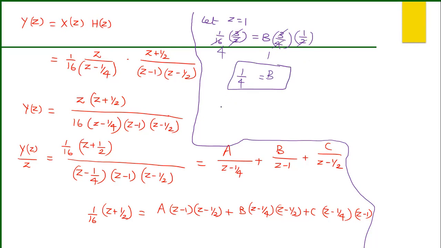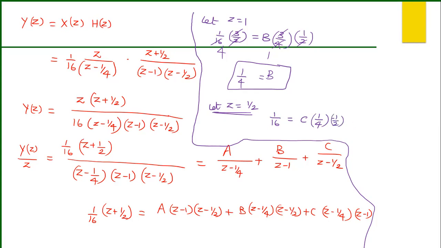Now, second, let Z equal 1 by 2. If you take 1 by 2, then 1 by 2 plus 1 by 2 is 1. So you will get 1 by 16 equals, here 1 by 2 minus 1 by 2 is 0. Here 1 by 2 minus 1 by 4 is 1 by 4. C into 1 by 4. Here also half minus 1, that is minus 1 by 2.